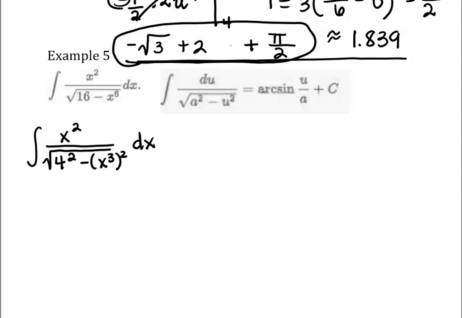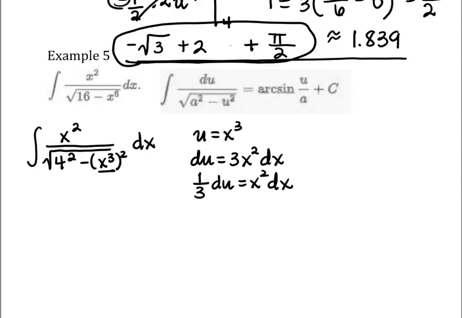But once you see that your u is going to be x cubed, then you know that du is 3x squared dx. And even though we don't have that 3 there in our integral, we will divide both sides by 3 and say 1/3 du is x squared dx. So now we see how we will account for this x squared dx when we do our substitution. We will be replacing that with 1/3 du.